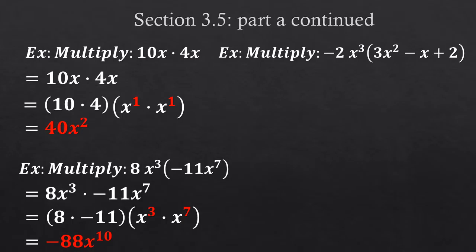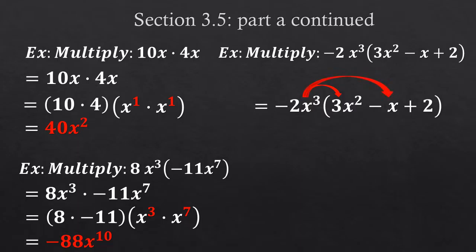Here we're going to have to apply the distributive property, which means everything in the parentheses will be multiplied by the negative 2x to the third on the outside. So negative 2x to the third times 3x to the second, negative 2x to the third times negative x or negative 1x to the first, and negative 2x to the third times positive 2 becomes negative 6x to the fifth, positive 2x to the fourth, negative 4x to the third.